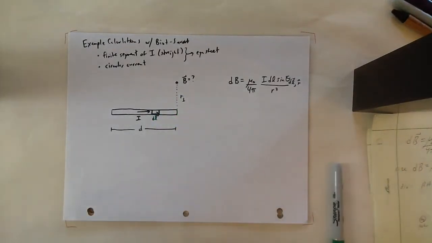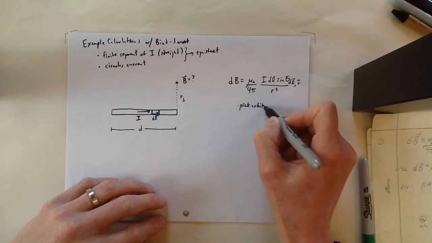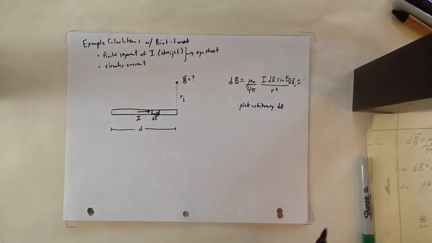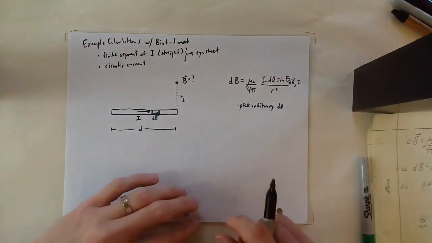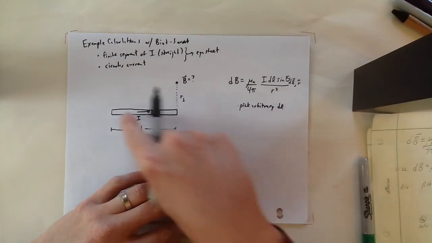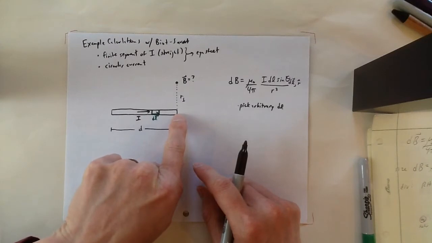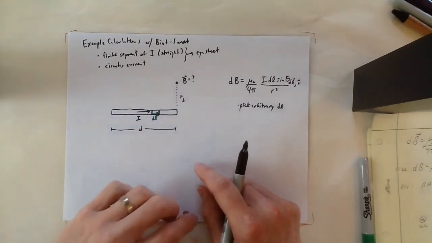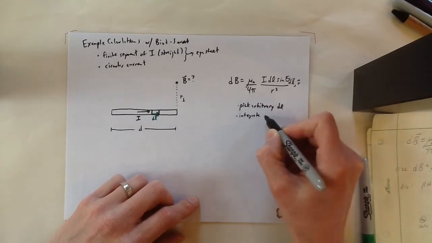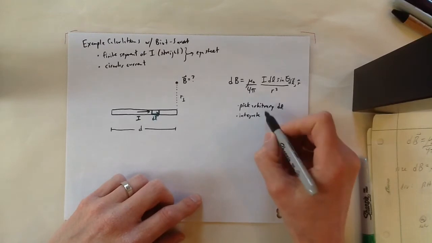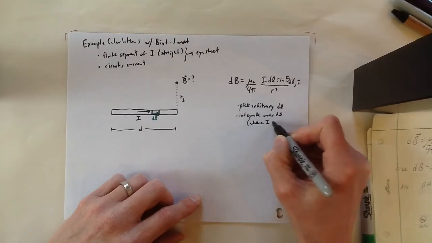And again, how you want to do this is to pick as arbitrary a dl as possible. That way you're not committing to saying something that isn't true for all of the different parts of it. If I just pick the one at the very end here, then I'm committing myself to a special case. And then you're going to integrate over dl, which is where the current actually is.